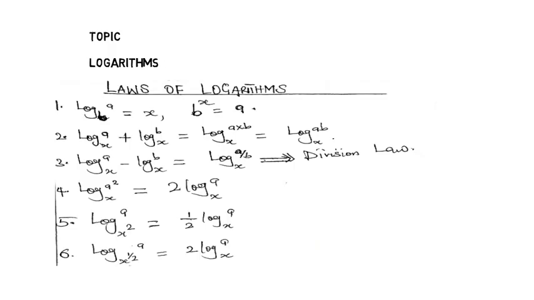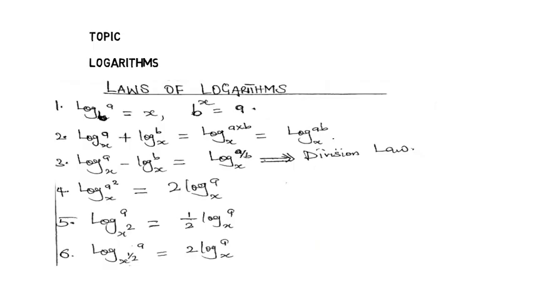2, log a base x plus log b base x equals log a times b base x, since this is the product rule. 3, log a base x minus log b base x equals log a over b base x.